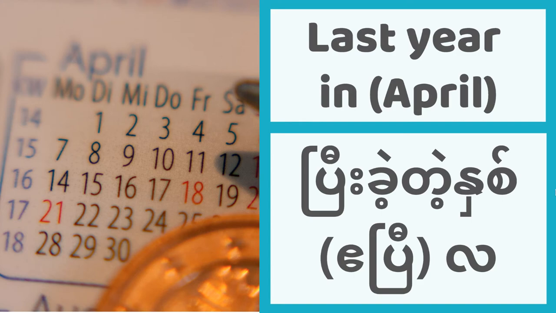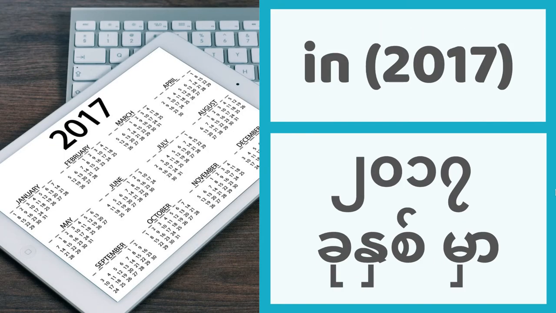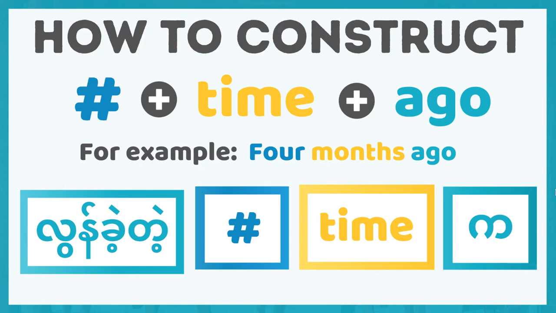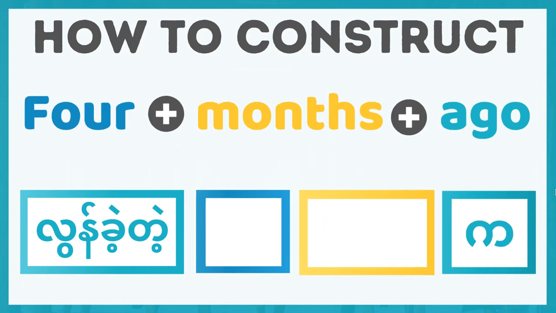Good. And if we just want to say the year, for example, in 2017, we can say it like this. Very well done. Finally, what if we want to say X amount of time ago, for example, 4 months ago? As you can see, we start off with Lungkere, followed by the number, then the time period, and finish it up with ga, which is like a time marker.